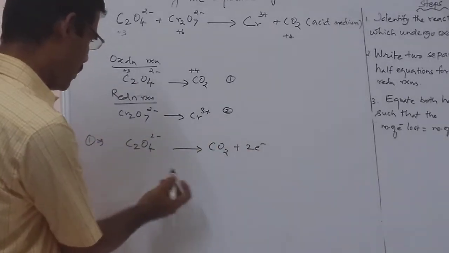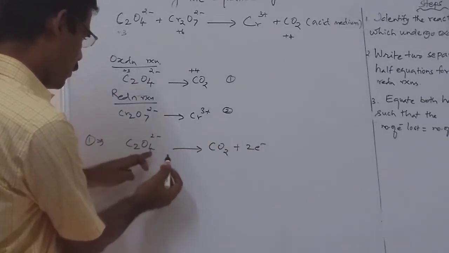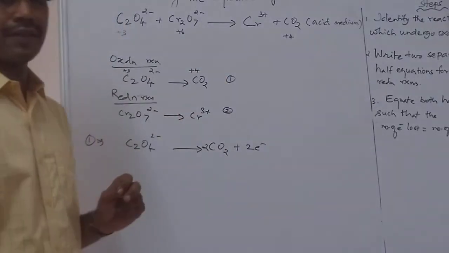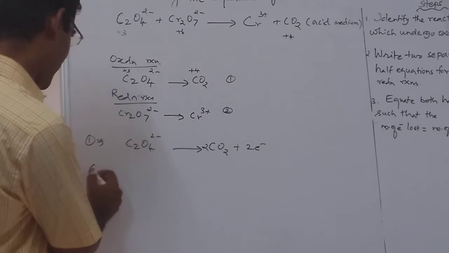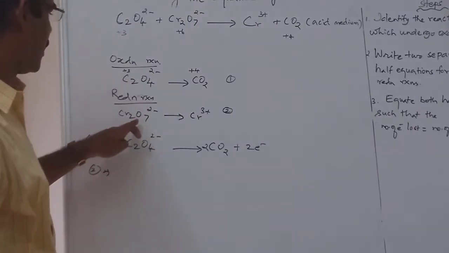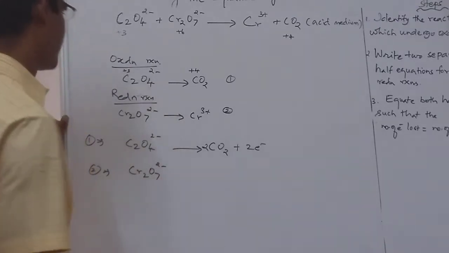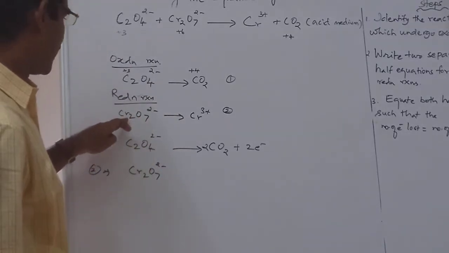Simultaneously, we can balance the oxygen. See, 4 oxygen and 2 carbon here; one carbon has 2 oxygen, so if you put 2 here, it is correct. Now the second equation will get changed like this. You see here, Cr2O7 2-. Now here, look at chromium.